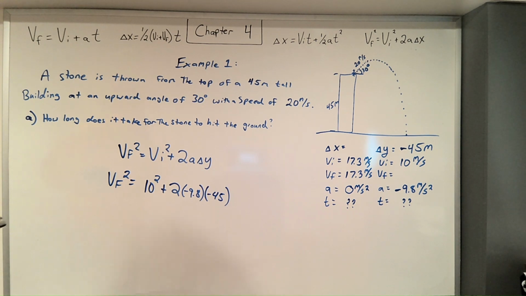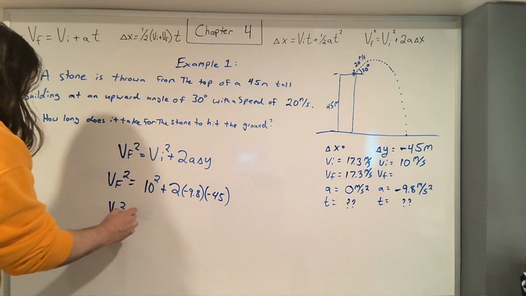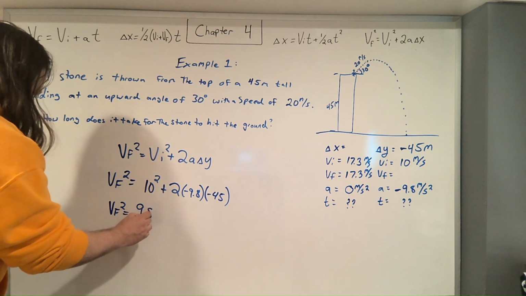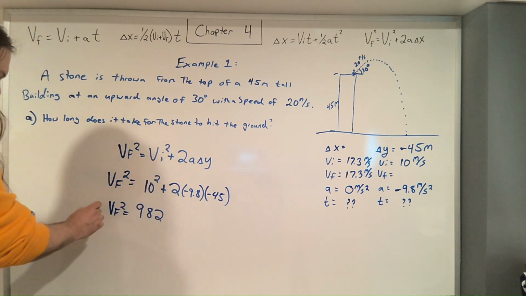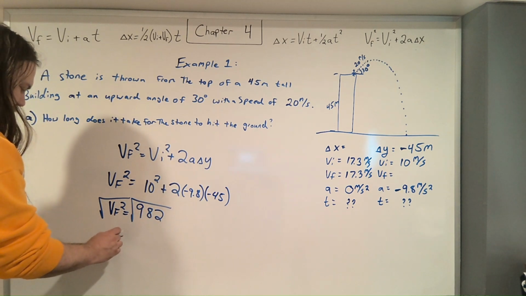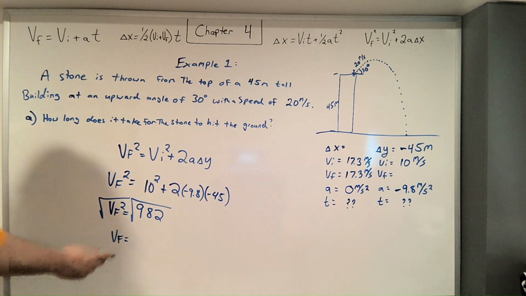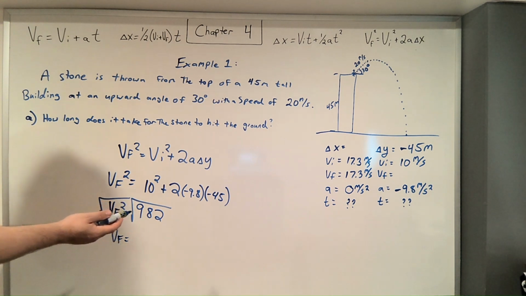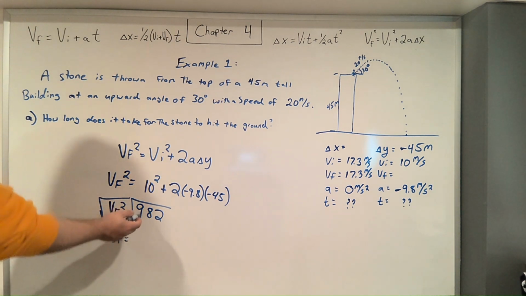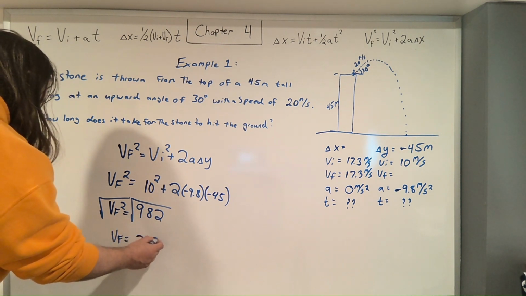Okay. And what we get for our answer for VF squared is going to be 982. But this is squared. So we have to take a square root on both sides to get us our final velocity, to get a VF. So if we take the square root of our answer there, 982. Yeah, 982. I don't know if I mispronounced that earlier, but 982. We get 31.3.